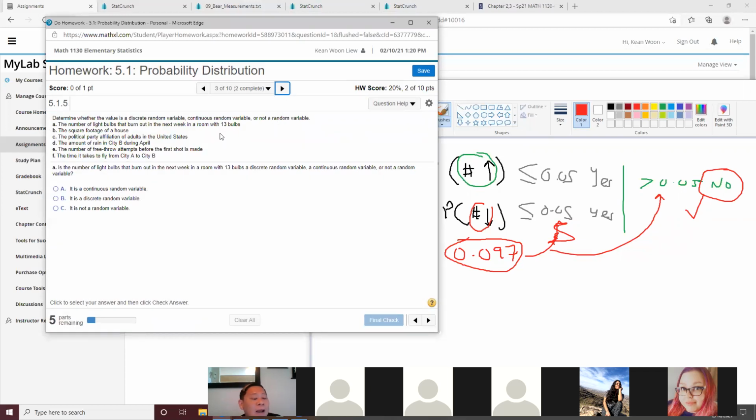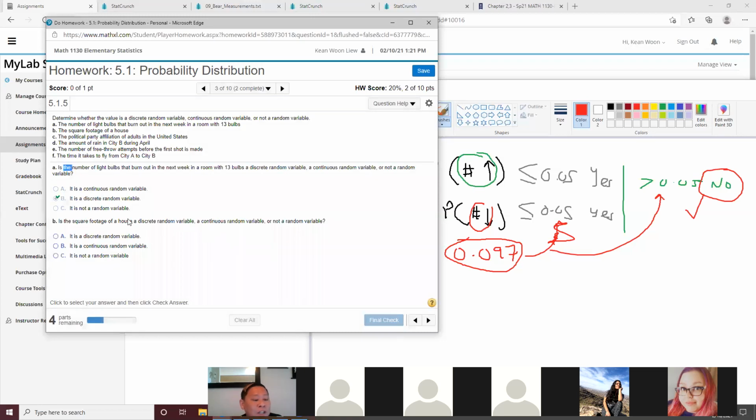Next, figure out whether each one is continuous, discrete, or not a random variable. In order to be continuous, you can have decimals. So, the number of light bulbs burned out in this room. Can you have 1.5 light bulbs? No. So is this continuous or discrete? Discrete. Another way you know it's discrete is the words "the number of." Every time you see "the number of," it is automatically discrete.